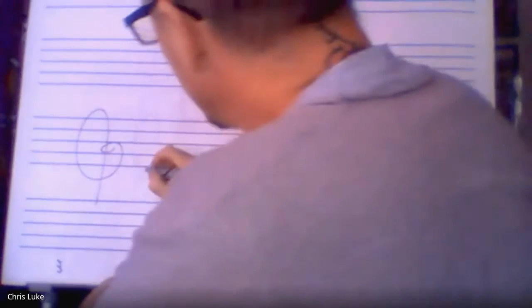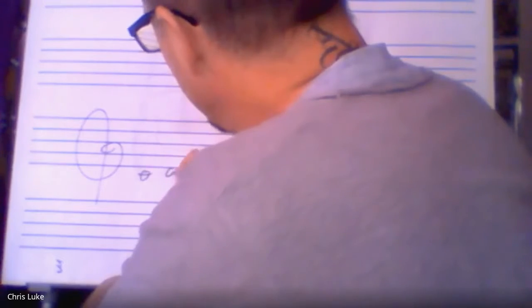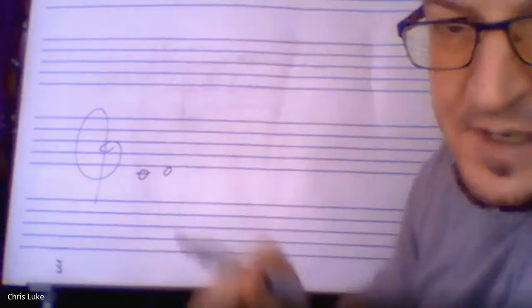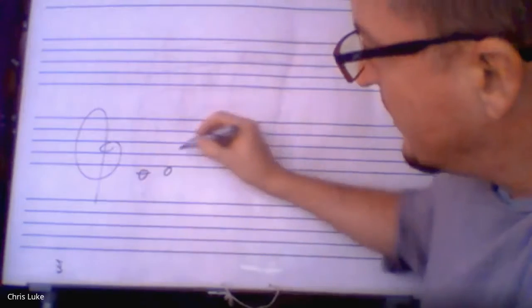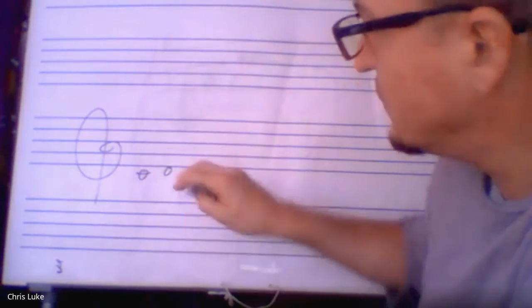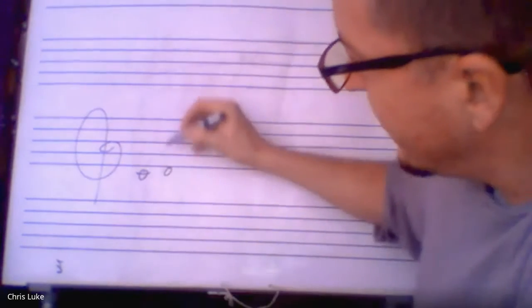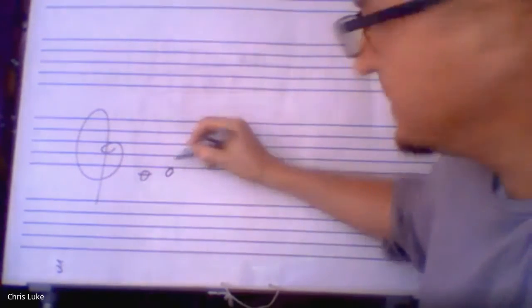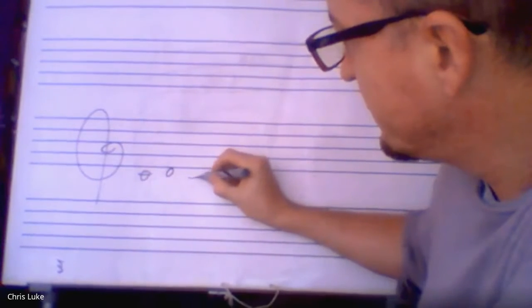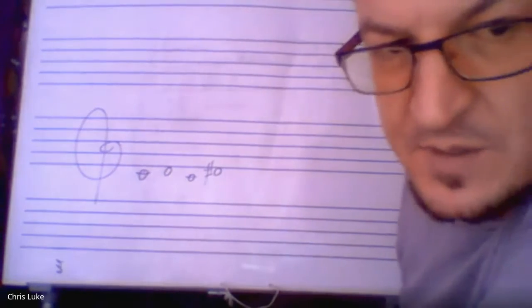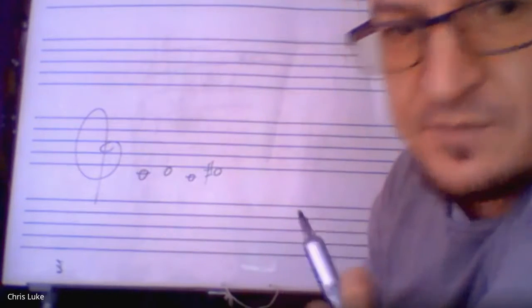So let me just draw this again. In C major, that is a major second. Now, when you're doing intervals, you check the second note according to the first note. So now watch this. What happens if I raise this second note? I raise it by a semitone. It alters the interval now, okay?